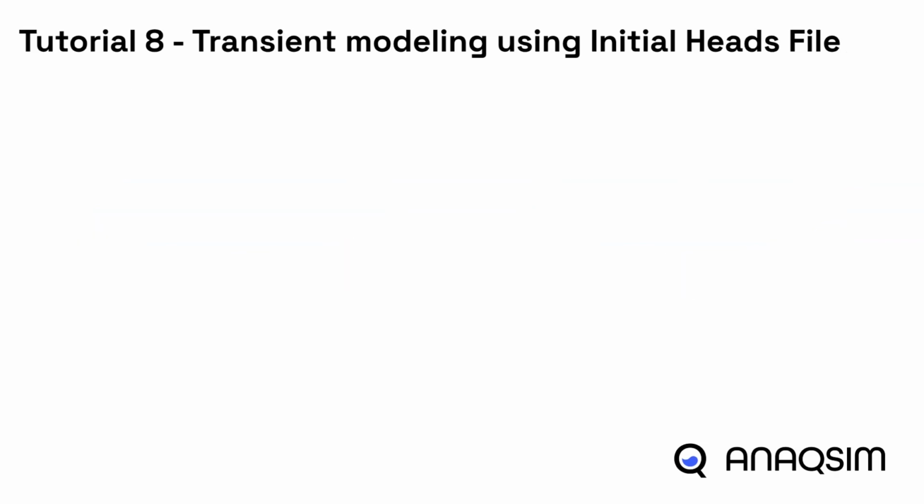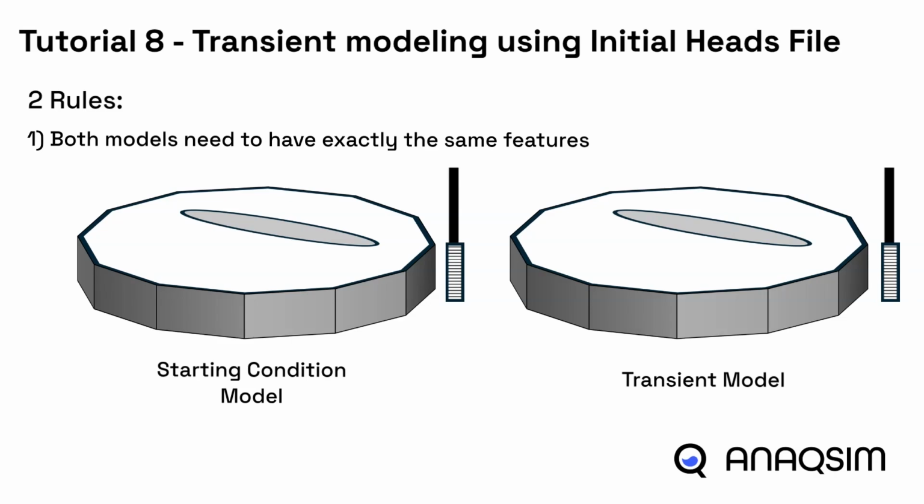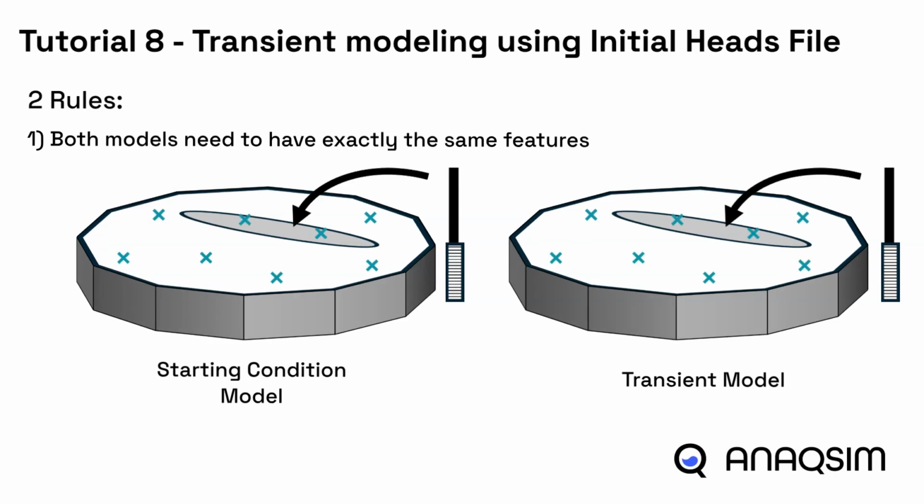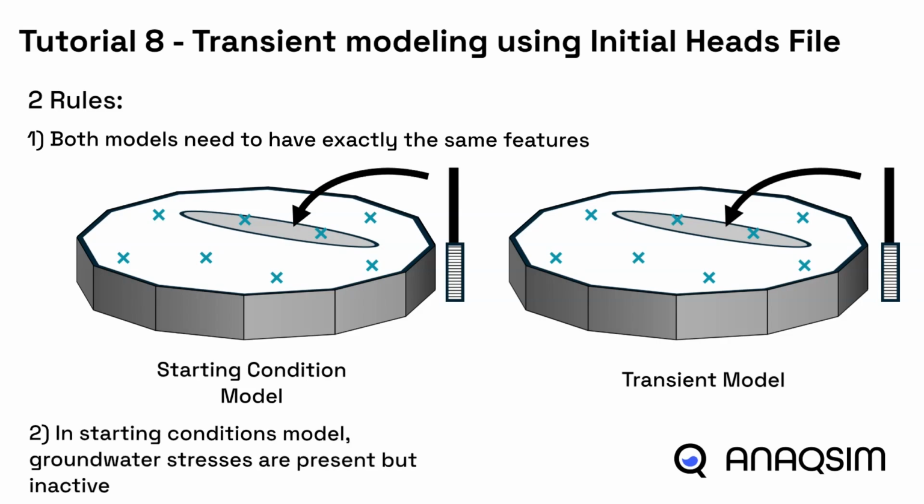Here's a quick note on creating your models. Although you will need two models, there is no rule saying which one you need to create first. But there are two rules that you must follow when creating your models. First, both models must include exactly the same wells, boundaries, SVAS points, and other groundwater stresses. And second, in your starting condition model, these groundwater stresses, such as wells, drains, trenches, or infiltration areas, must be present but inactive, for example, zero pumping rate. You need to follow these two rules so that Anaqsim can record and then report the initial groundwater heads in the same locations for both models.